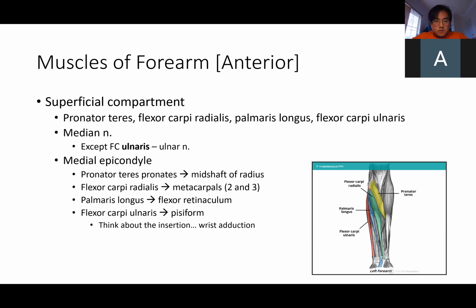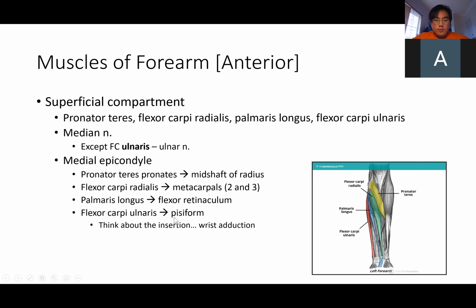And finally, the palmaris longus. Palmaris means palm, so use that to remember that it is continuous with the flexor retinaculum, and it's a longus. So if there's a longus, 99% chance there's going to be a brevis. And we'll find out that there is a brevis, palmaris brevis.